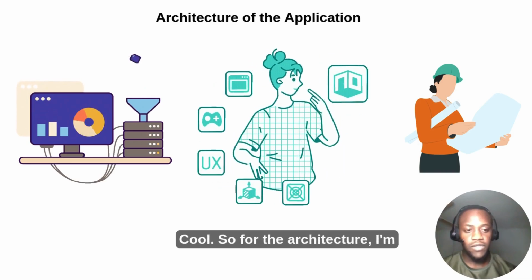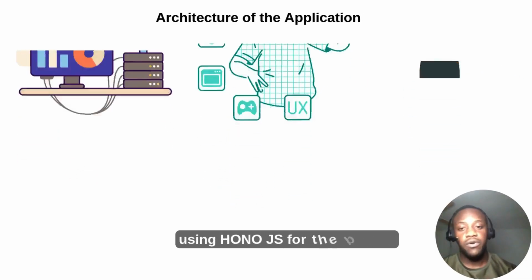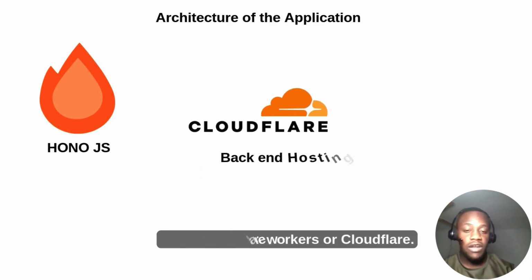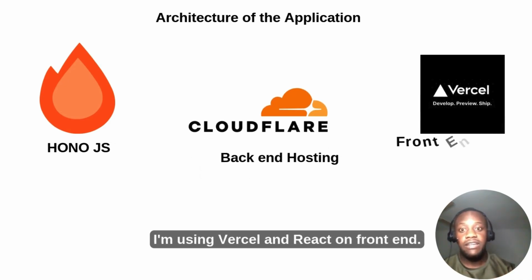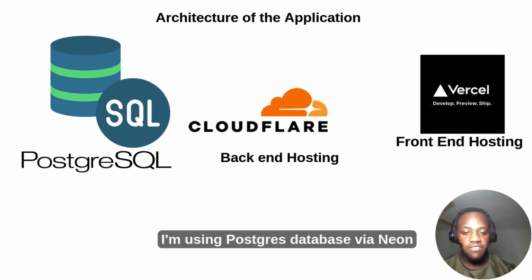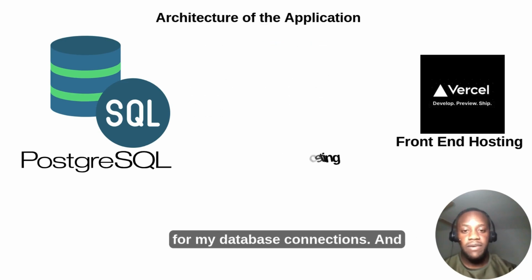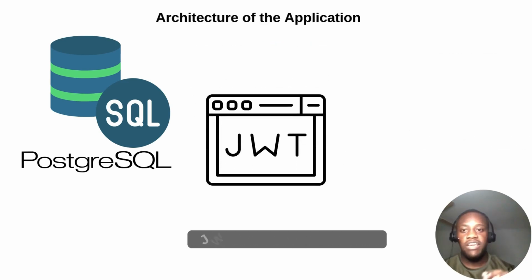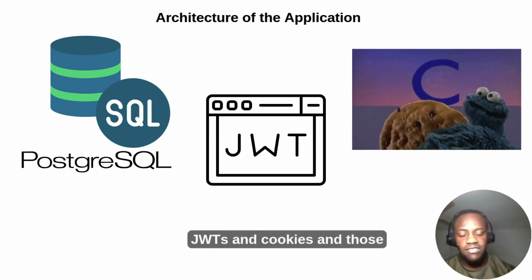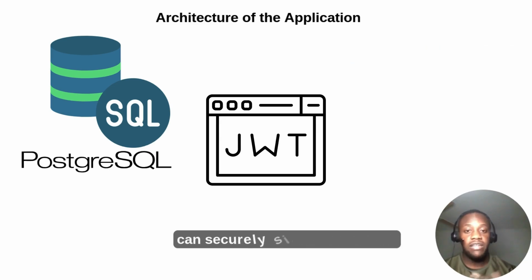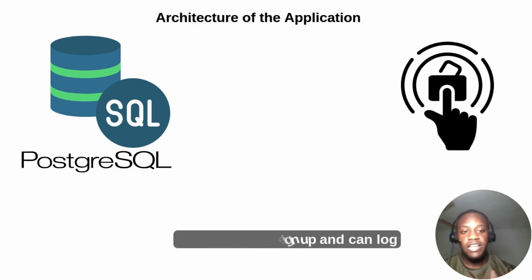Cool. So for the architecture, I'm using HONO.js for the backend with Cloudflare Workers. I'm using Vercel and React on the front end. I'm using a Postgres database via Neon for my database connections. And for my middleware functions, I'm using JWTs and cookies to ensure that users can securely sign up and log in.